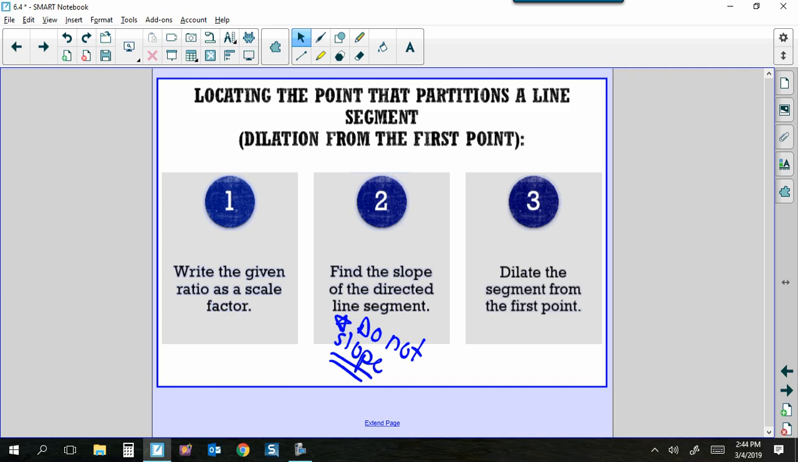The last thing you're going to do is dilate that segment from the first initial point. So you would use that scale factor and the slope and combine them through multiplication, just like we did in our lesson 6.1 with dilations. Once you've done that, you can go from your initial point, apply the new slope, and you get your point P that partitions that line segment. Let's go ahead and do one.